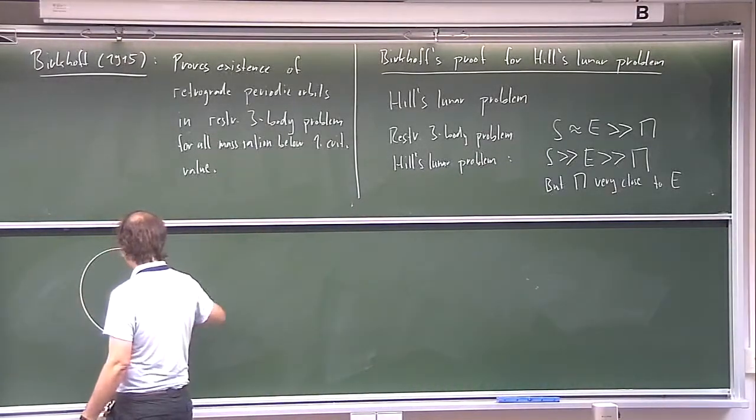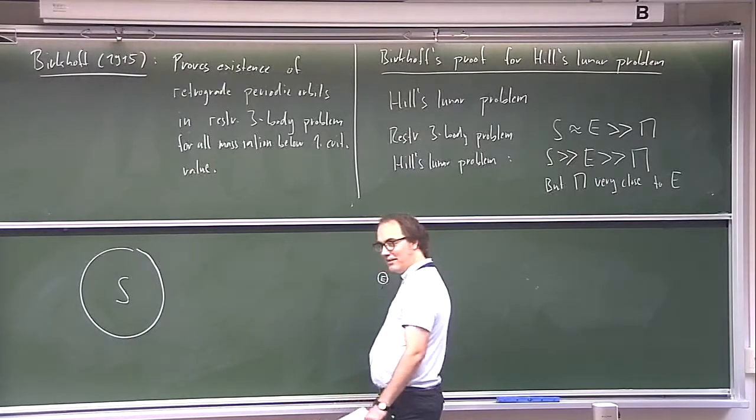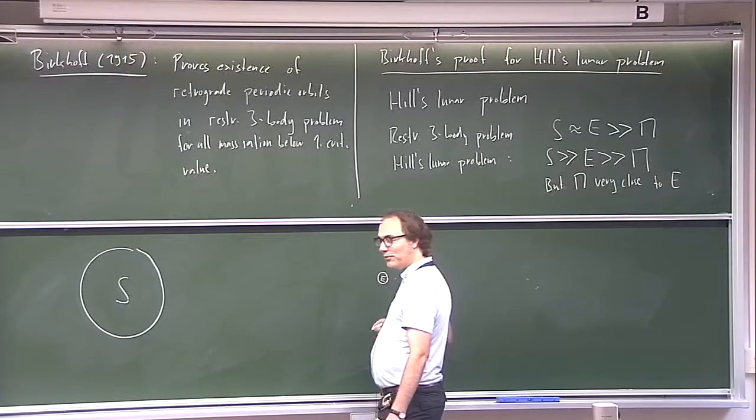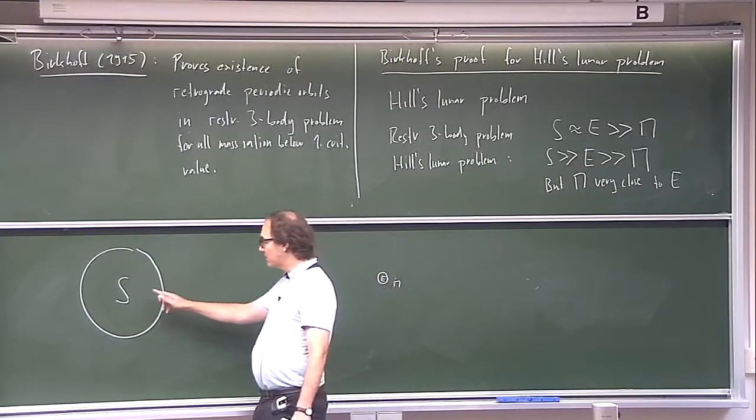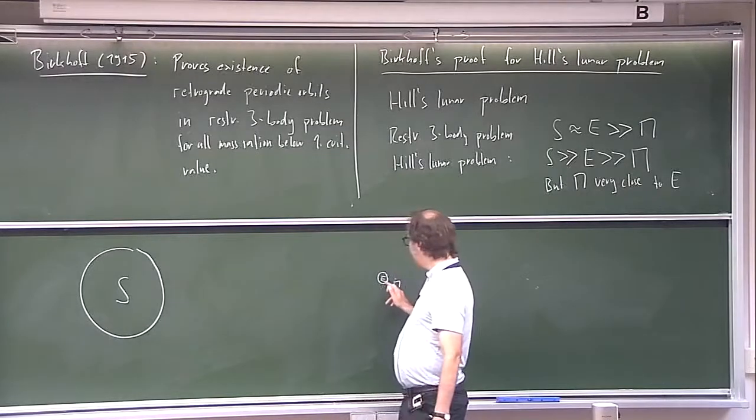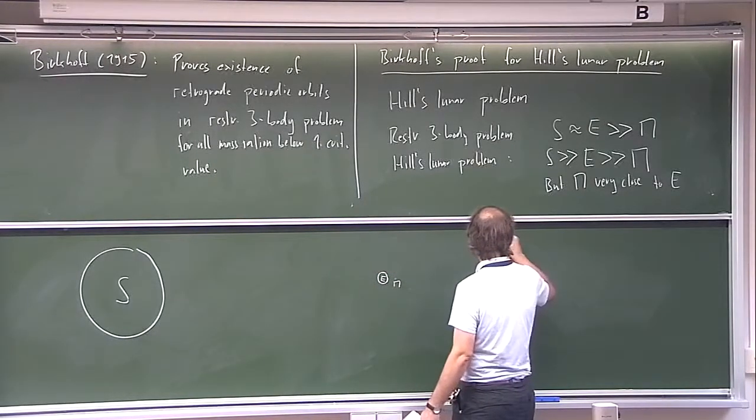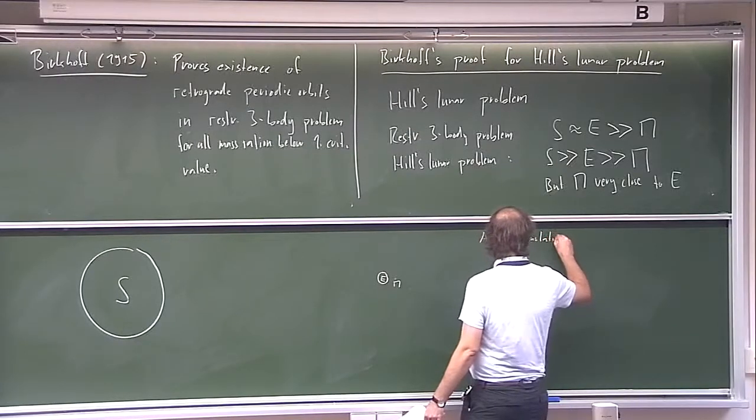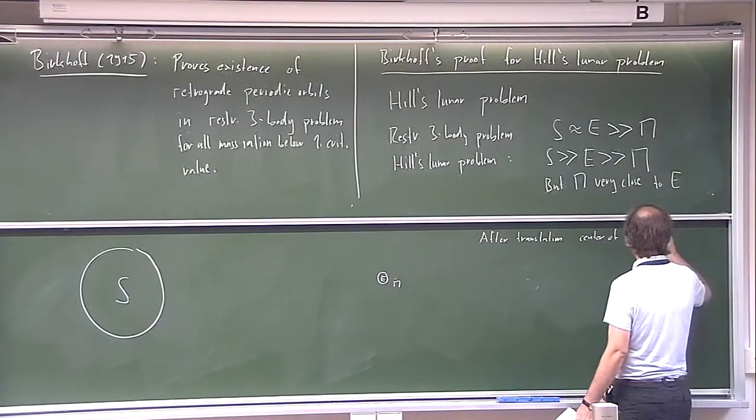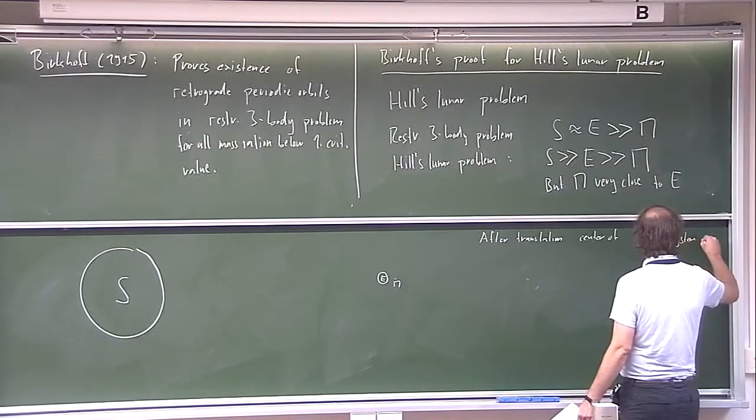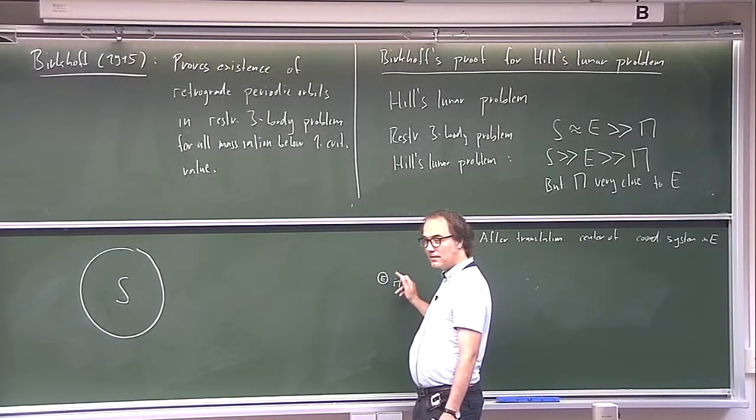So you have an extremely big Sun, a tiny Earth, and a little Moon, but very close to the Earth. Now what you do is you first center your coordinate system in the Earth. You translate. After translation, the center of the coordinate system is E, and then you blow up coordinates around the Earth.